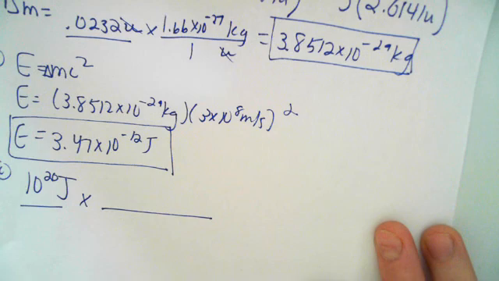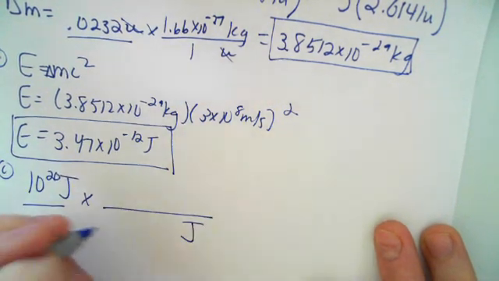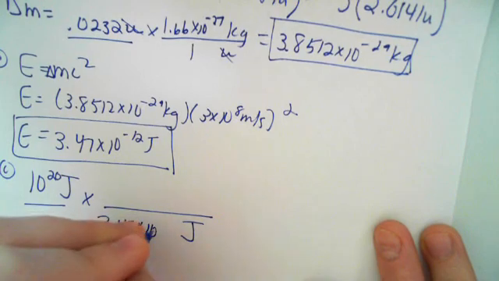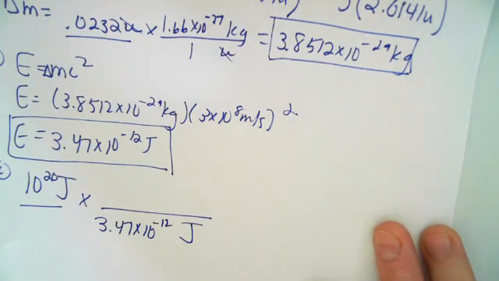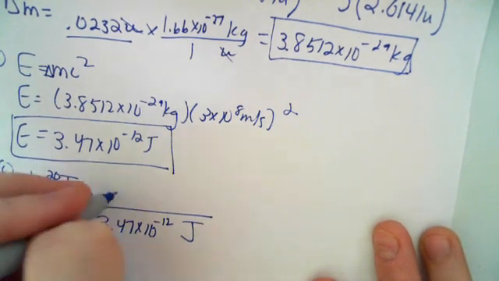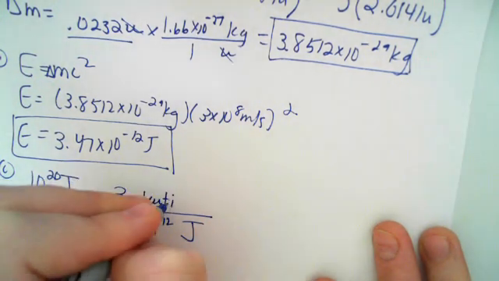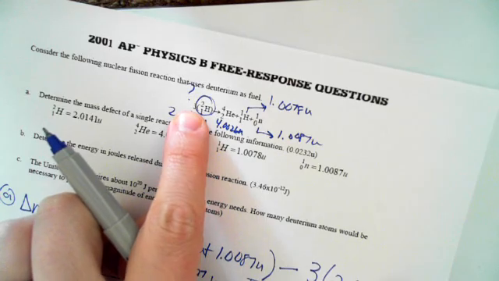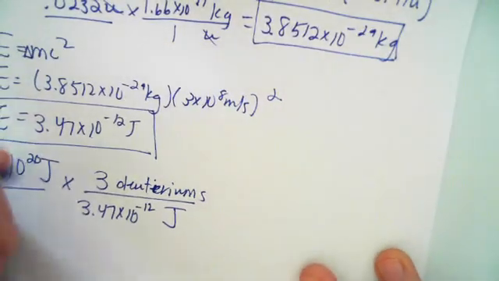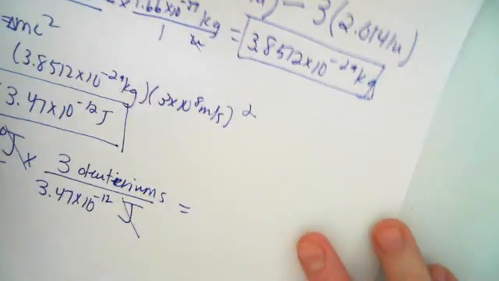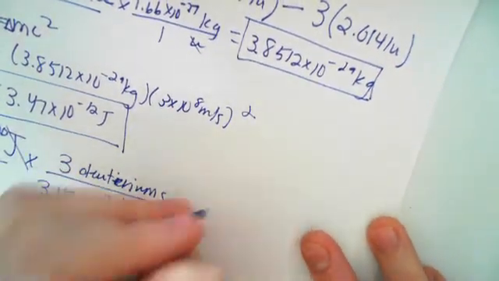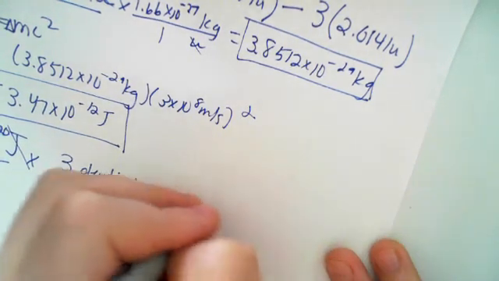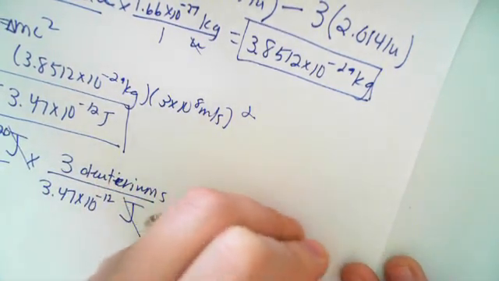We know that for every reaction, there's 3.47 times 10 to the minus 12th joules. And that's per how many deuteriums? Well, there are 3 deuteriums in this reaction, right? Let's look, there's 3 of them right there. So per deuterium, that's going to be basically how many deuteriums we need in order to produce that much energy. It's going to be 8.65 times 10 to the 31st deuteriums.